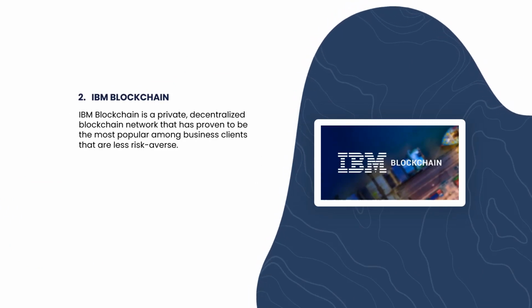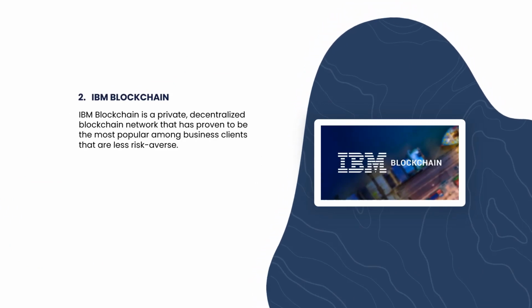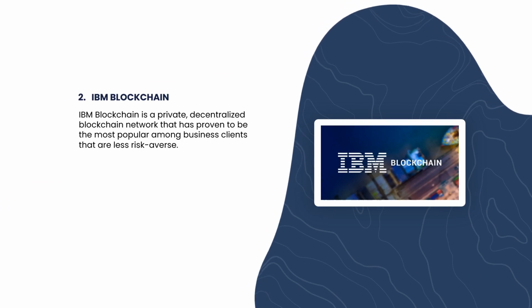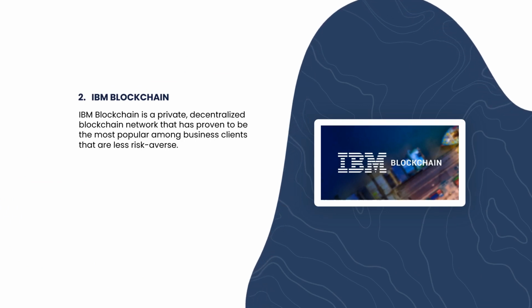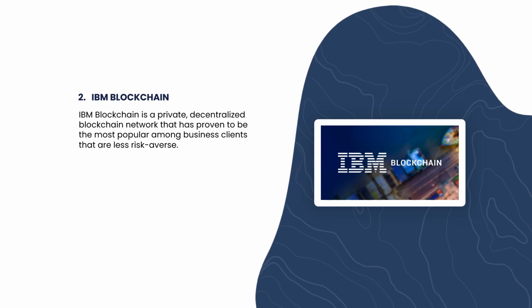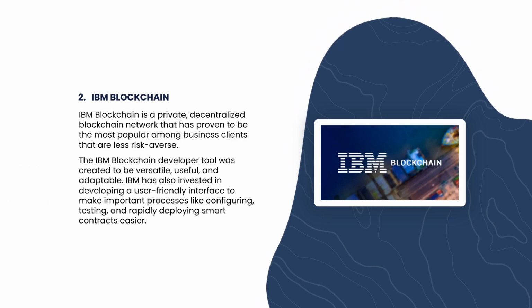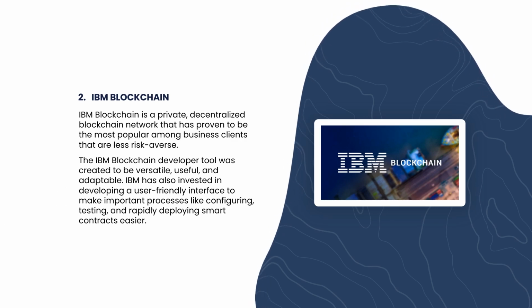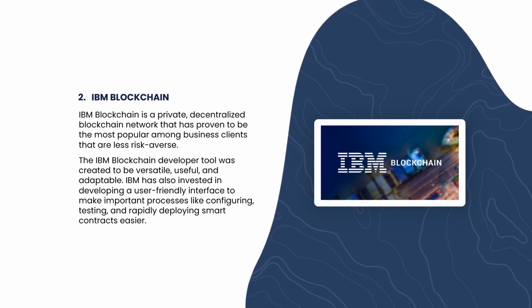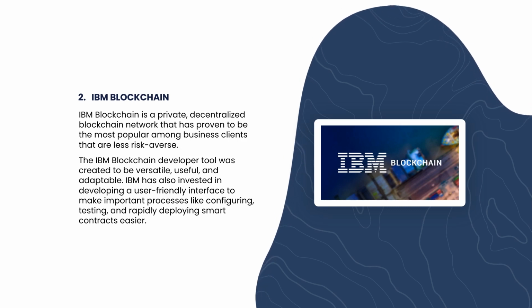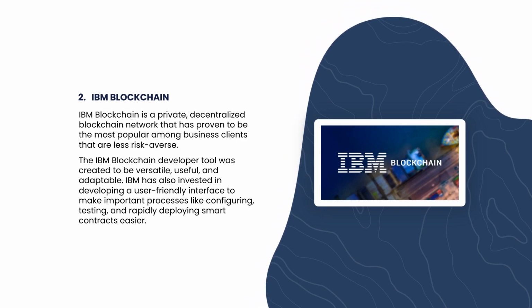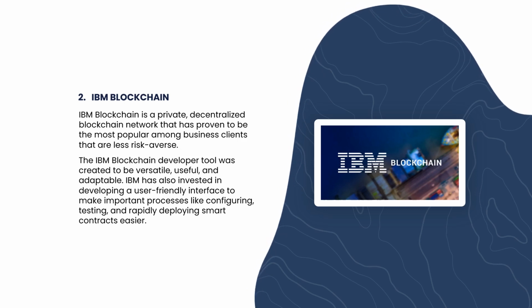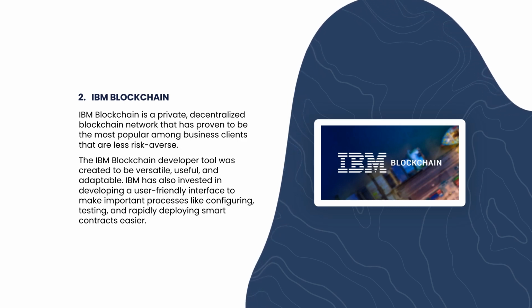Two. IBM blockchain. IBM blockchain is a private, decentralized blockchain network that has proven to be the most popular among business clients that are less risk-averse. The IBM Blockchain Developer Tool was created to be versatile, useful, and adaptable. IBM has also invested in developing a user-friendly interface to make important processes like configuring, testing, and rapidly deploying smart contracts easier.